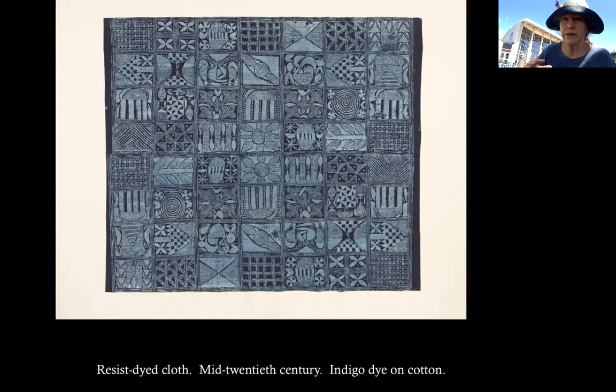So then after the resist paste dries, they dip the whole thing in a bucket full of indigo dye and do that repeatedly. And wherever you see white on the design is where the potato starch was, the cassava paste. And where we see blue is where the dye was able to penetrate because there was no cassava paste there.